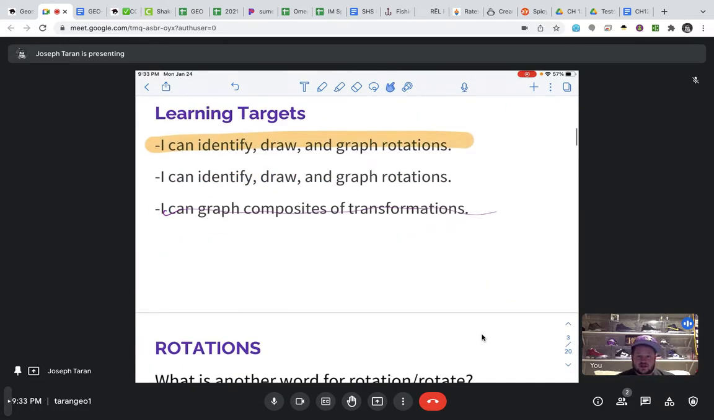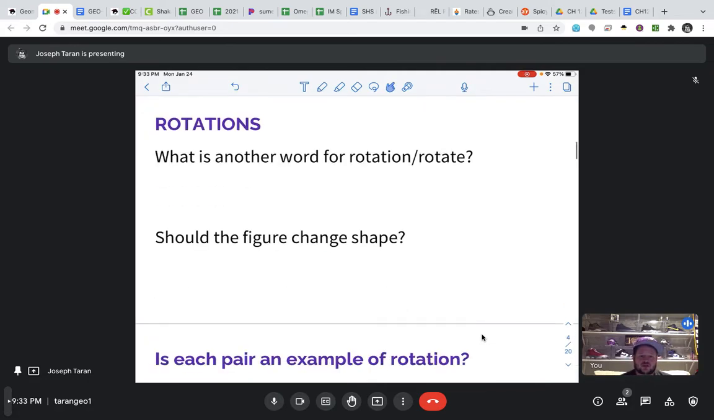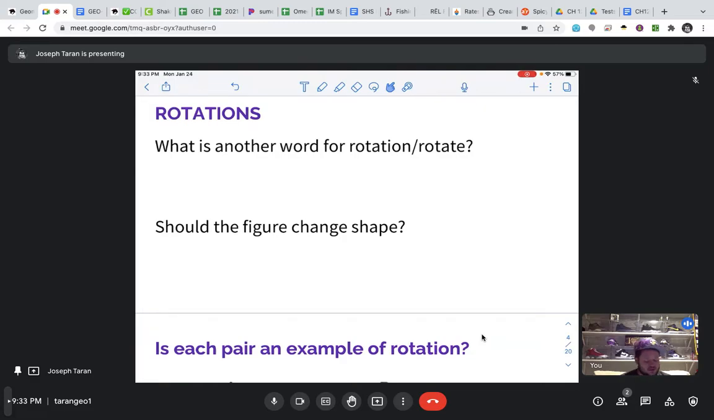Your learning target today is to identify, draw, and graph rotations. We wrote this on here twice, so that's a typo. Don't worry about that. But a rotation, what is it? Well, it's just kind of like a spin. I think of the blades on a fan, like they spin around a point.